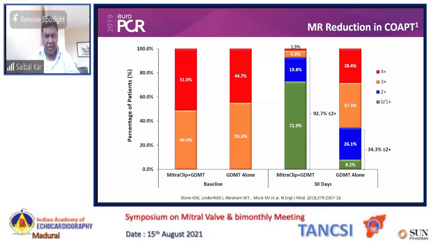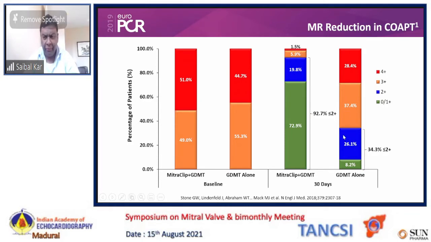If you looked at MR reduction in patients with MitraClip, you can see that with MitraClip and GDMT, 49% were 3+ and 51% were 4+. So they are almost matched. Now with MitraClip and GDMT at 30 days, you see that 72% were 2+ or less. But there was a small percentage of patients, 5.9%, who remained 3+ or 4+.